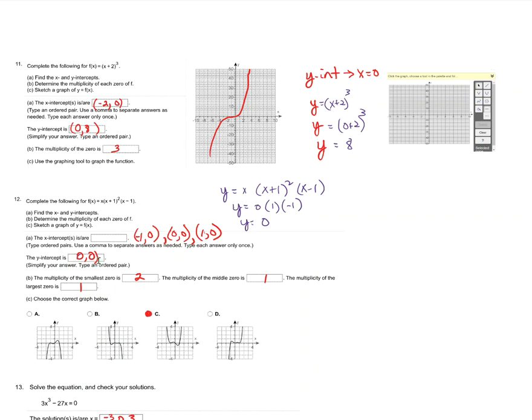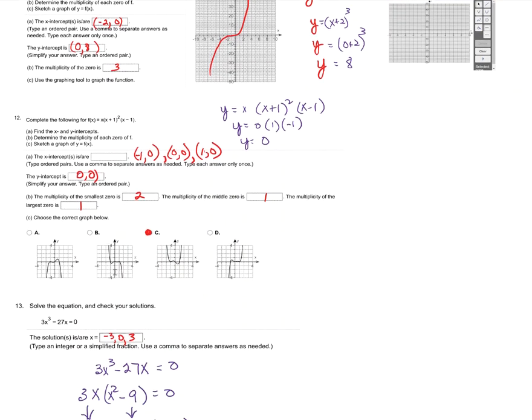The y-intercept, I did that here. When x is 0, you've got 0 multiplied by all of these, and so it doesn't matter what these numbers are. Your answer is going to be 0. So the y-intercept is 0, 0. The multiplicity of the smallest 0 up here, the smallest 0 is negative 1, and so its multiplicity is 2. The middle one is 1, and the largest is 1. And then you can put this into your calculator, use the window that's given, and you should get your graph.